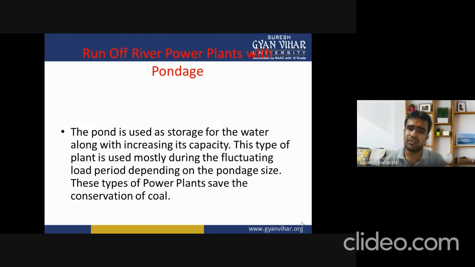But here, in this topic and in this type, we will consider some storage capacity, which is used because it is applicable for large applications compared to the run-of-river power plant without pondage, and the pond is used as the storage for the water along with increasing its capacity.